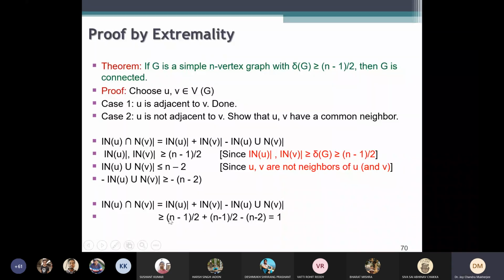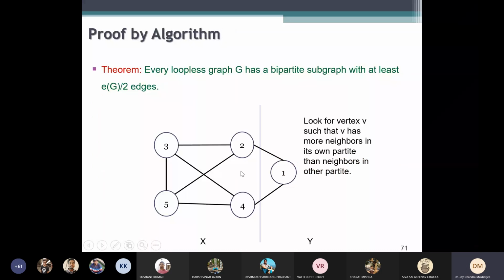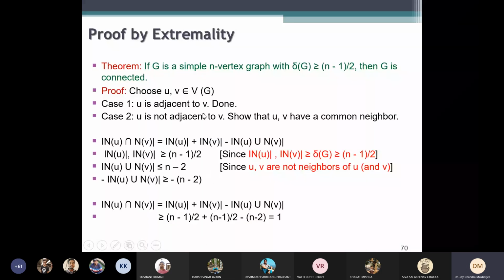Now you see what N(u) intersection N(v) is. It is |N(u)| plus |N(v)| minus |N(u) union N(v)|. |N(u)| is greater than or equal to (n minus 1) by 2, |N(v)| is also greater than or equal to (n minus 1) by 2, and minus |N(u) union N(v)| is greater than or equal to minus (n minus 2). So this gives at least 1. That means N(u) intersection N(v), the neighbors of u intersection the neighbors of v, has at least one vertex. So u and v have a common neighbor. That is how we prove that if you are given an n vertex simple graph where every vertex has degree at least (n minus 1) by 2, then the graph must be connected.